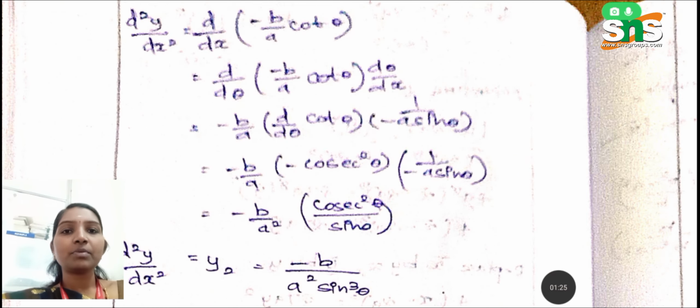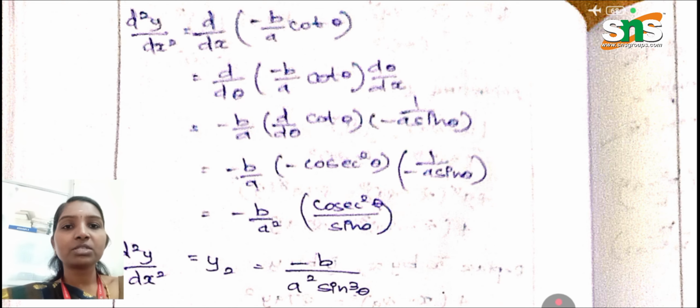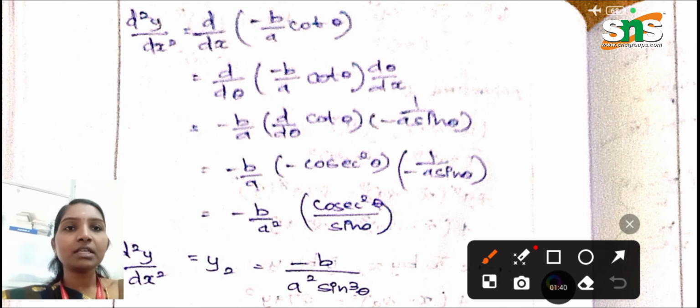So next thing is d squared y by dx squared. To find d squared y by dx squared, which is y2, we are in need of d by dx of minus b by a cot theta, which is y1. So we cannot just differentiate the element inside the brackets like that. So we are just taking d theta and d theta here and differentiating it.